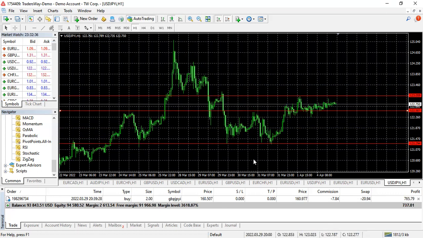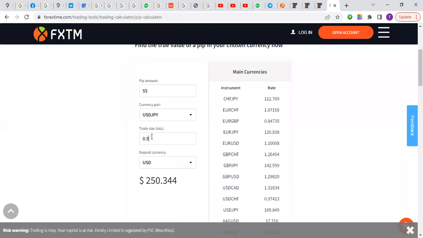So when I go back to my FXTM and I calculate how much I will be making, my FXTM will give me the actual amount that I will be risking. On that particular account, if I'm risking $250, that means I'm risking 0.25% of my account when my account is $100,000. But when I'm risking $500, this means I'm risking 0.5% of my account.